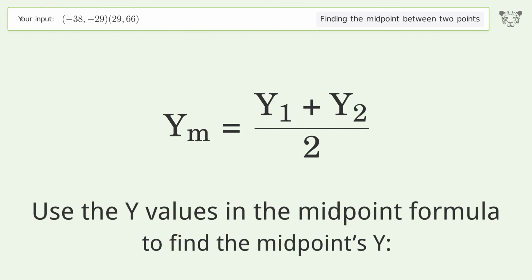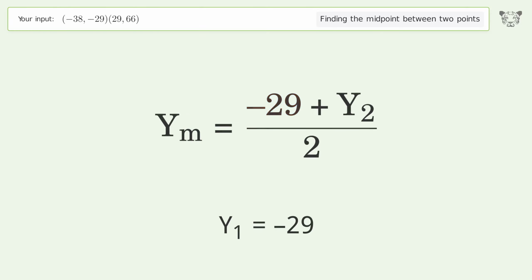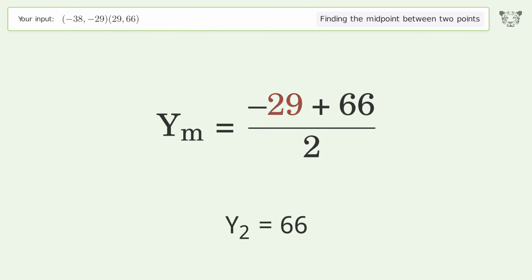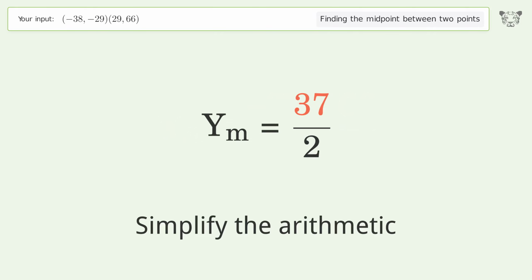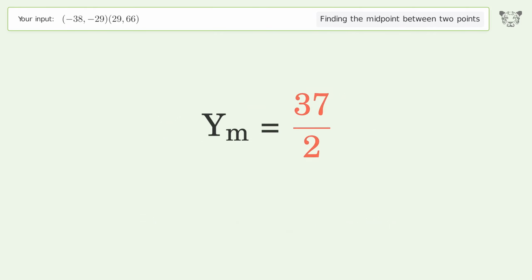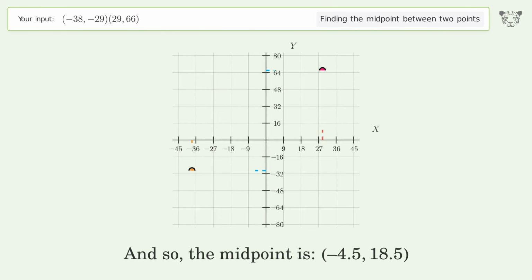Use the y values in the midpoint formula to find the midpoint's y. y1 equals negative 29. y2 equals 66. Simplify the arithmetic. And so, the midpoint is negative 4.5, 18.5.